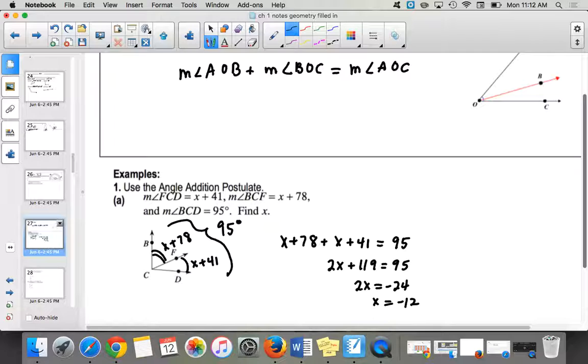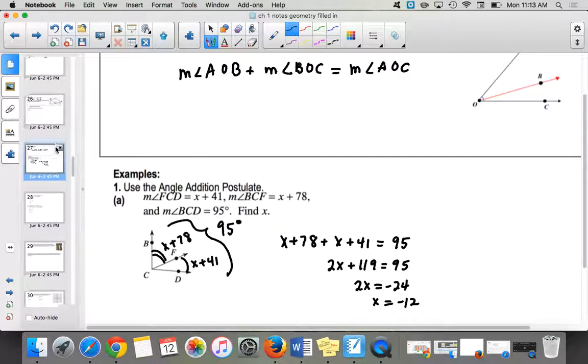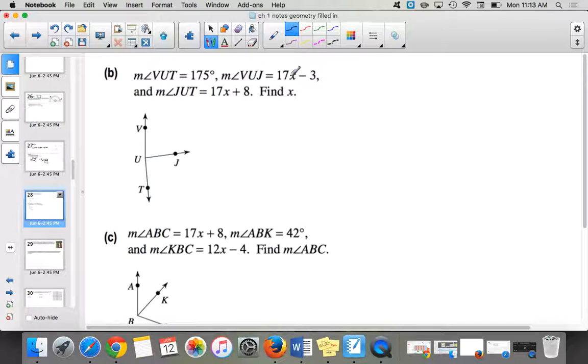Negative 12 plus 78 would be 66, and then negative 12 plus 41 would be, what would that be? 29. So 29 plus 66, and that makes 95. So it works in the end. Man, I was struggling there. Too much mental math. All right, so same idea here. It says VUT, so the whole thing here is 175.